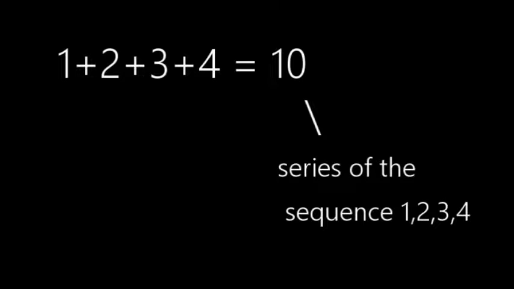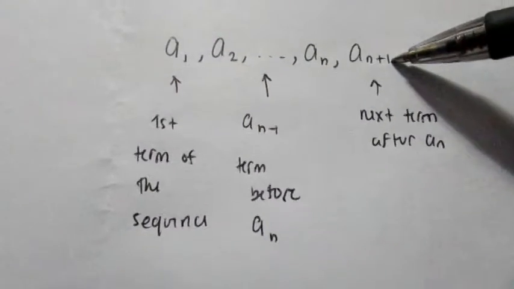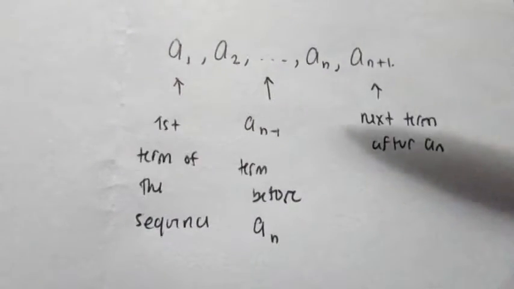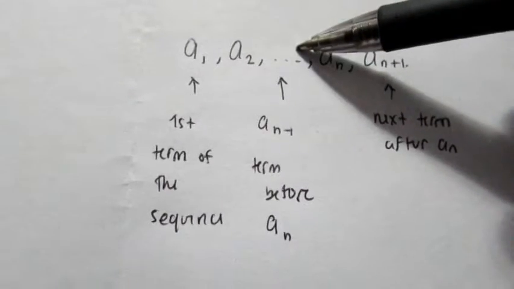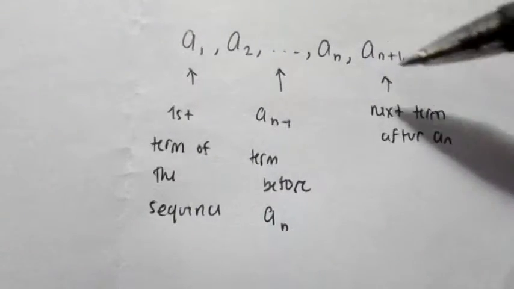Let's try to add the example given above. 1 plus 2 plus 3 plus 4 is equal to 10. So 10 is the series of the sequence 1, 2, 3, and 4. So we say that in any given sequence we have this format, wherein a sub 1 is the first term of the sequence, and a sub n minus 1 is in this portion, while a sub n plus 1 is the next term after a sub n.